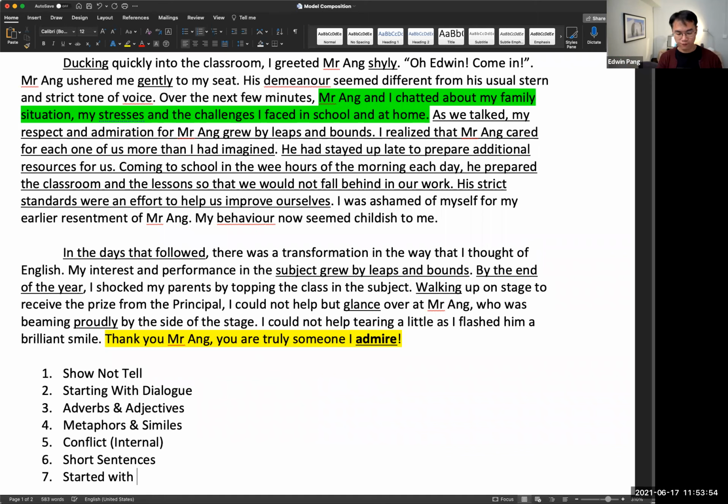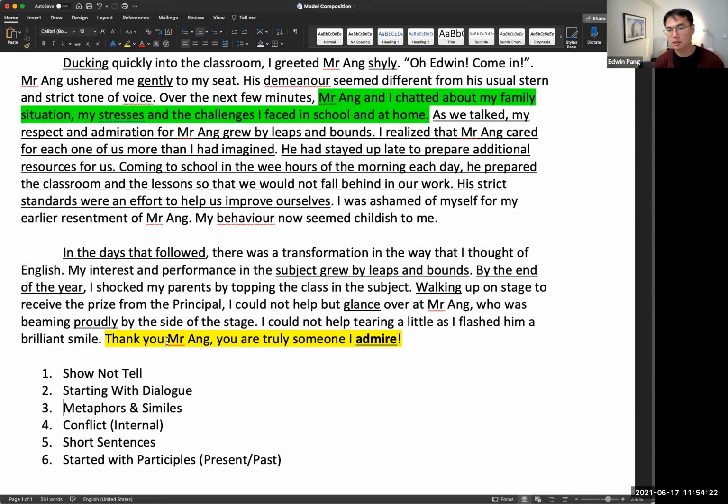sentences with participles. I've used present and past participles to start the sentence. Okay, so I've used all of these features, and more. Actually, if I want to look inside, I can find even more. But mainly, I would say show, not tell is the most important, because with show, not tell, I can use adverbs and adjectives. That kind of works together with show, not tell.